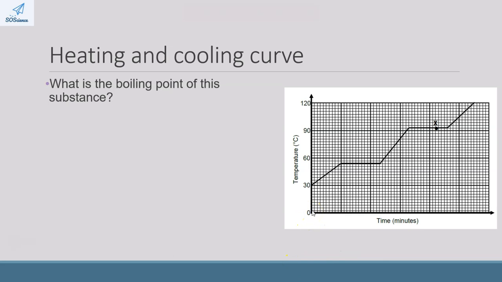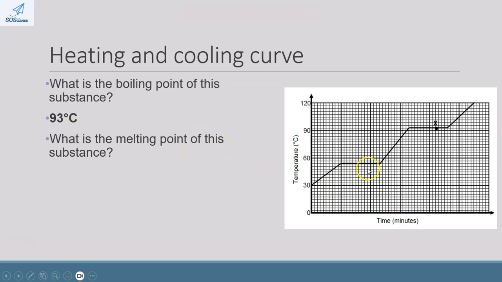So if this point here is 0, 3, 6, 9, 12, 15, 18, 21, 24, 27, and 30. So just double check. So we now know that each little block is worth 3 units. And the X point over here is one little block above the 90. So that means that the boiling point of the substance is exactly 93 degrees Celsius. You must include units of measurement.